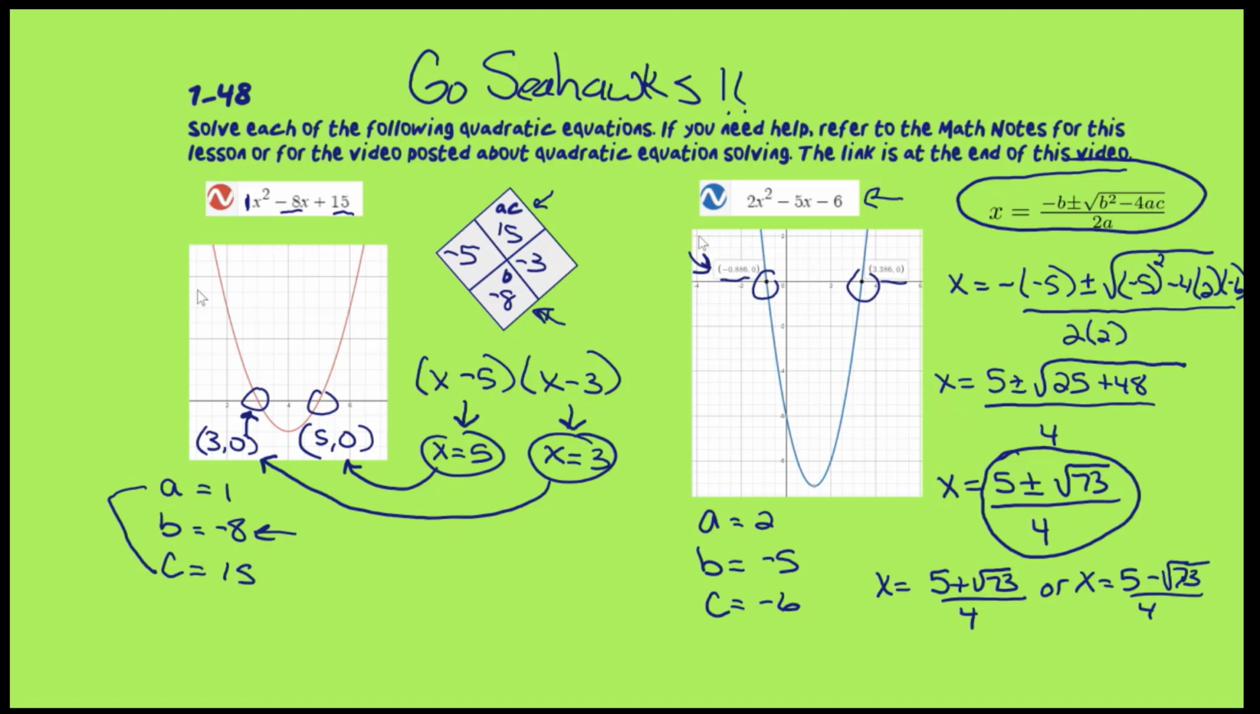If you were to plug in 5 plus root 73, divided by 4, you would end up with the decimal that you have here. And if you did 5 minus, you would end up with this decimal here. Not the fraction here, I'm sorry. This is a decimal.